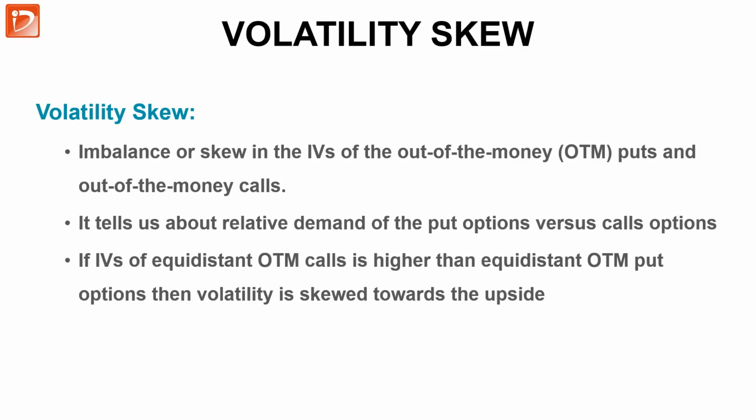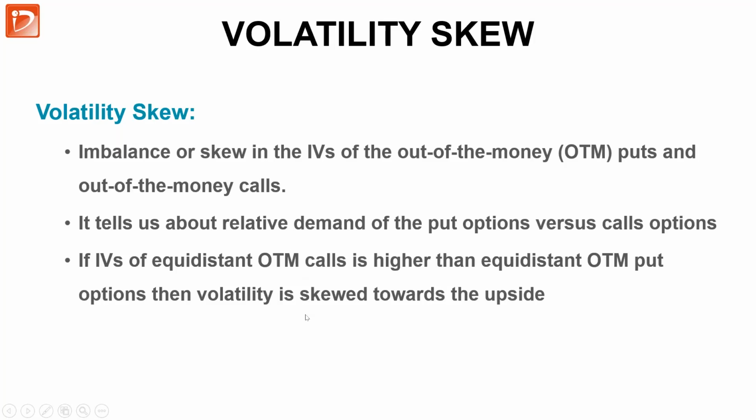Now, when something different happens to that of volatility smile, then we call it a volatility skew. So what is volatility skew? It's an imbalance or the skew in the implied volatilities of the out of the money puts and out of the money calls. Here we are not considering in the money puts and calls because there can be liquidity issues. So here we will only consider out of the money puts and out of the money calls. So if there is an imbalance in the IVs of the out of the money puts and out of the money calls, then it's called volatility skew.